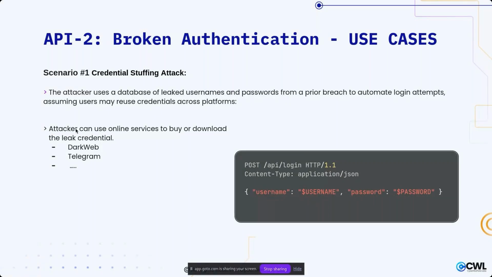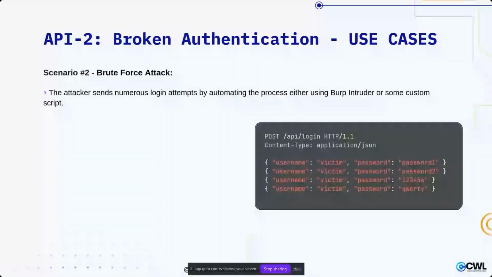We can look for these credentials probably on the dark web, some Telegram channels, or breach forums. So this is the POST request to the API login with a username and password. We just need to select these particular username and password parameters and use the credentials from past leaks. We can just brute force it.